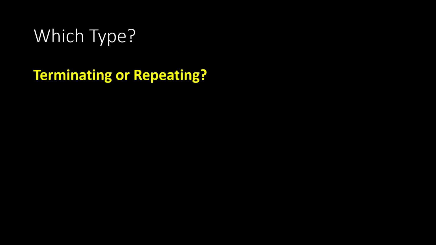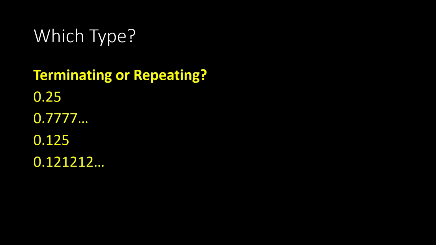Let's now take a look at some examples. Can you tell us whether these decimals are terminating or repeating? 0.25, is it terminating or repeating? 0.7777..., is it terminating or repeating? 0.125, is it terminating or repeating? And finally, 0.121212..., terminating or repeating? Answers are coming up shortly.